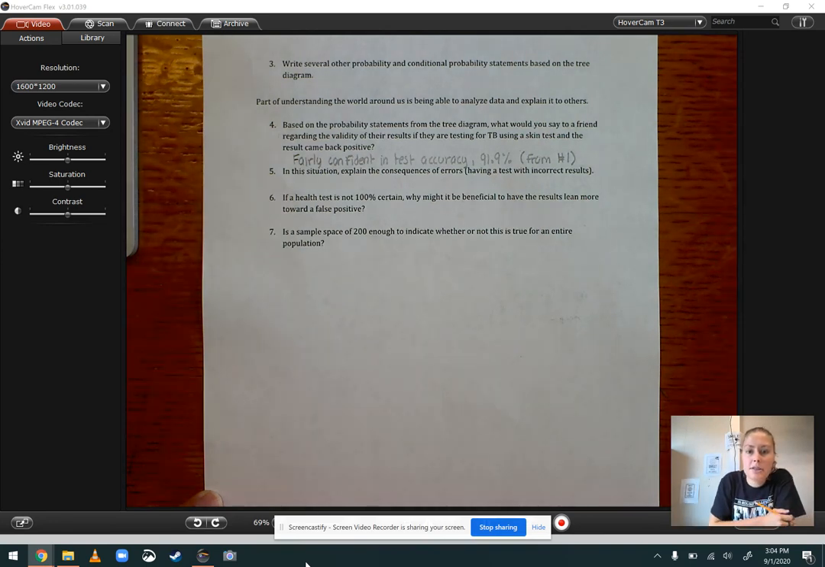In this situation, explain the consequences of errors, having a test with incorrect results. If you're not told you have TB, you could get sicker and die. TB is dangerous. It can cause permanent damage.